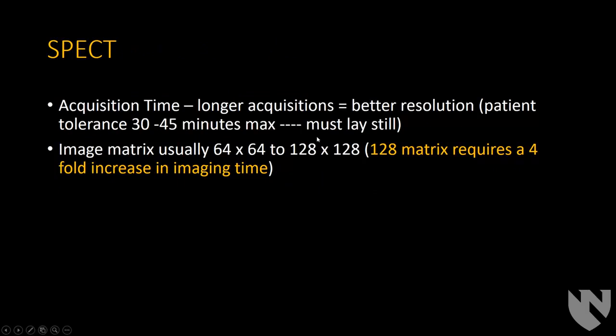So SPECT imaging takes a while, especially if you want better resolution. And so you really have to balance what kind of resolution you want versus how long the patient can lay still. And one of the ways you do that is what the matrix will be. So 64 by 64 versus 128 by 128 would be typical matrices. And just because you doubled the dimensions on either side doesn't mean you doubled how much information you need. It's quadruple, because a 128 matrix has four 64 by 64 matrices in it. So it takes a lot longer, or you're just going to have more noise if you use that larger matrix.